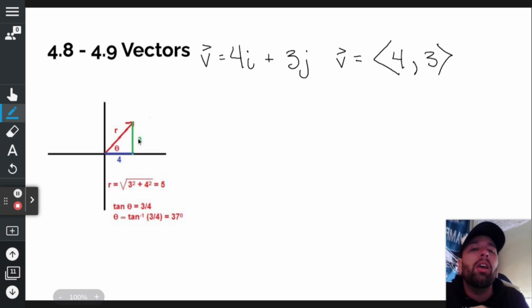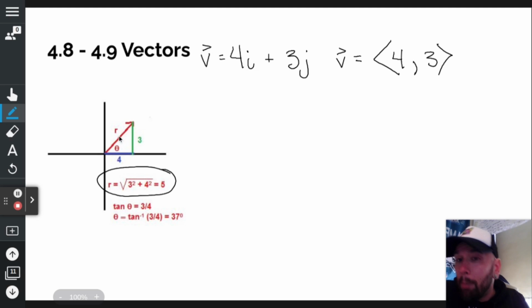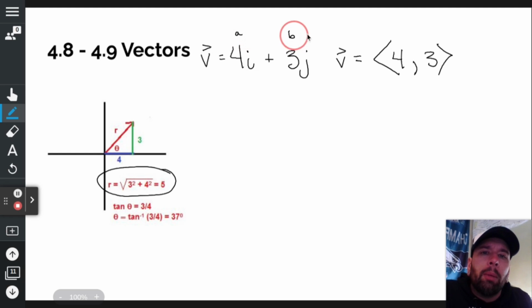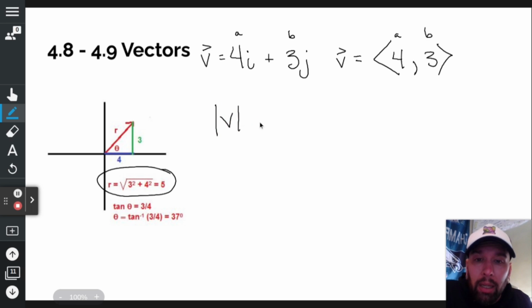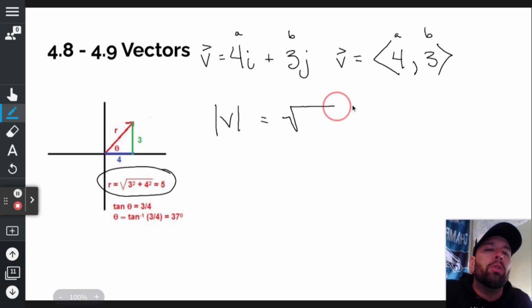Now from this, we can find the distance. And the way you find the distance is this guy right here. It's basically the Pythagorean theorem, which makes sense. If my job is to find that side right there, it's pretty much a hypotenuse. So if I label this A and this B, I can find the distance, which is usually given to you by absolute value markings. The distance equals the square root of A squared plus B squared, or 4 squared plus 3 squared.